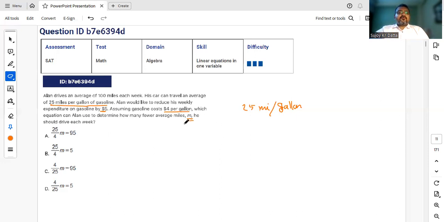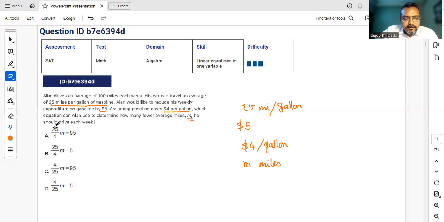So now, let's say we don't want to solve it the normal way. The normal way we can always do, but let's just try something different. If you look at the units, 25 is miles per gallon. 5 is basically just dollars. 4 is basically dollars per gallon. And M is basically miles. Let's look at the units and try.